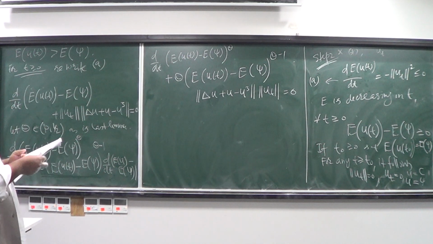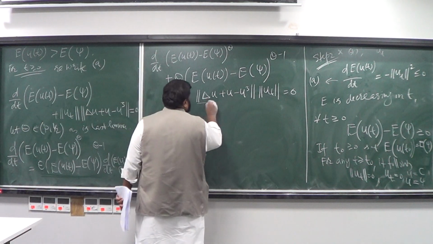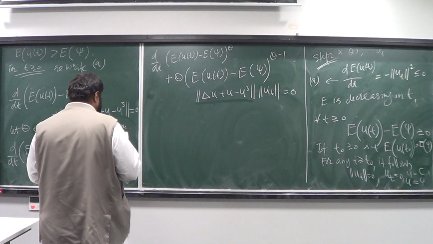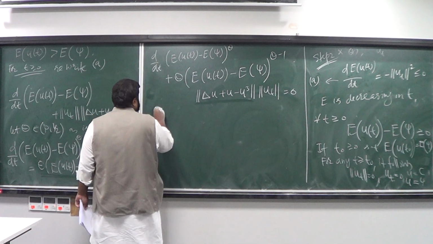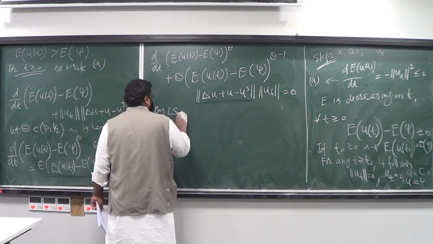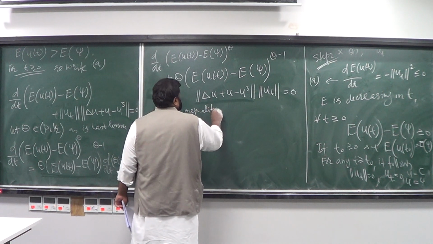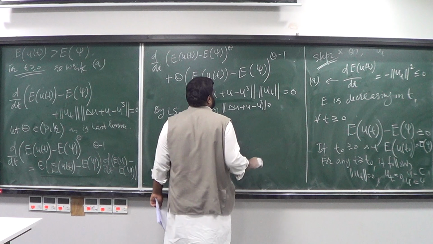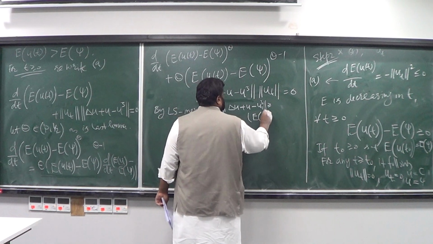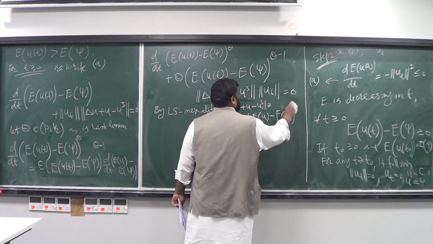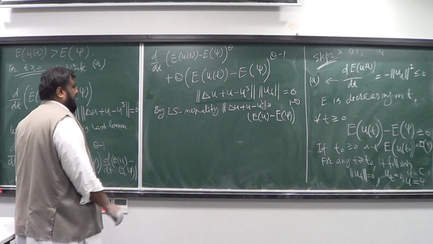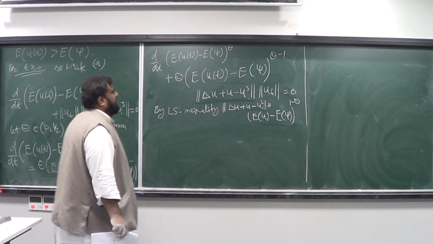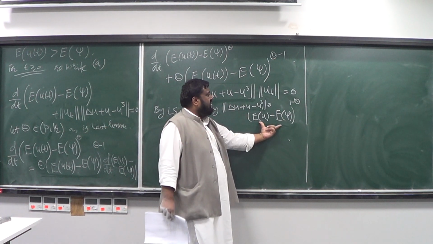Now here is something interesting. In this part, I would like to use the Lojasiewicz inequality. If I apply the Lojasiewicz inequality, I know that the norm of Laplace u plus u minus u cubed is bigger than or equal to (E(u) minus E(psi)) to the power 1 minus theta. By the Lojasiewicz inequality, this term is bigger than or equal to this term.